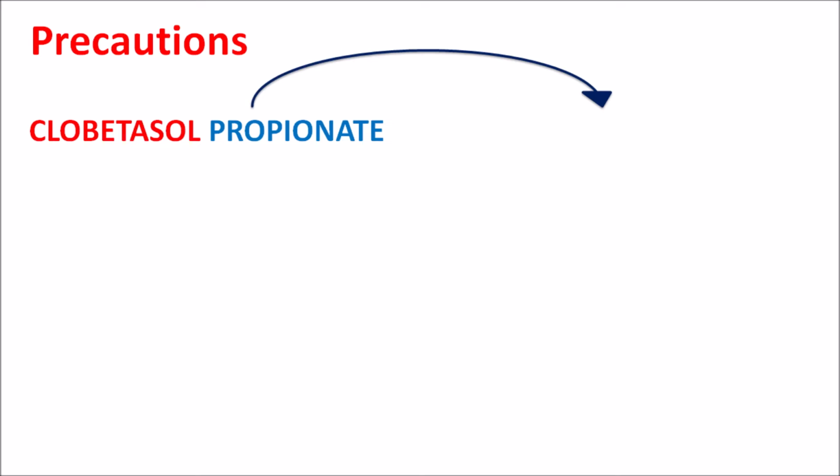First of all, let us see the precautions of this drug. One of the important precautions of this drug is that clobetasol propionate is one of the highly potent corticosteroids. Sometimes it is also called super highly potent. Because of this high potency, even at a small dose, it can produce large systemic side effects. And even this drug can produce local skin reactions.